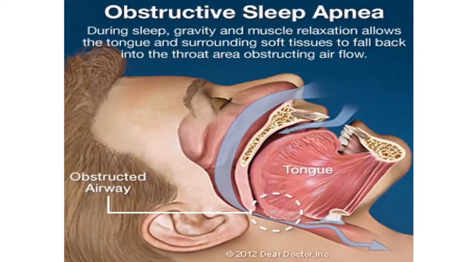In obstructive sleep apnea, during sleep, you can see the tongue and soft tissue have fallen back because of muscle relaxation and the upper airway is blocked. Now, it's quite difficult for the patient to breathe in during sleep. That's why we use CPAP therapy, continuous positive airway pressure, to open the airway. Next slide, please.